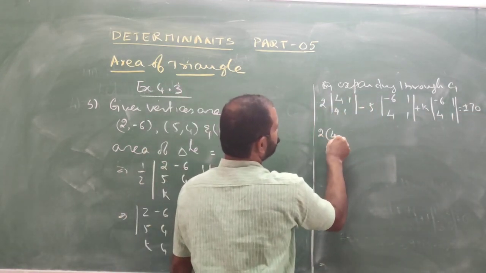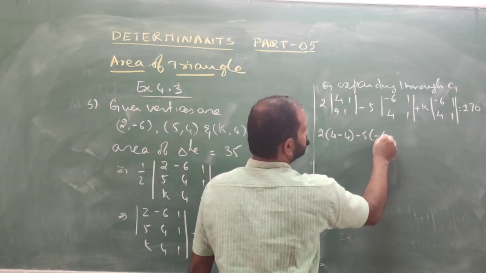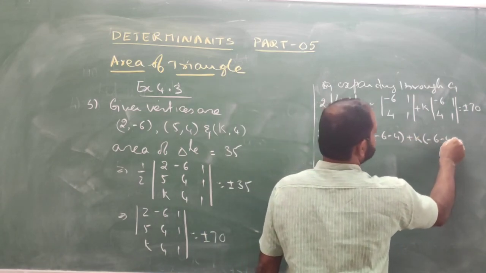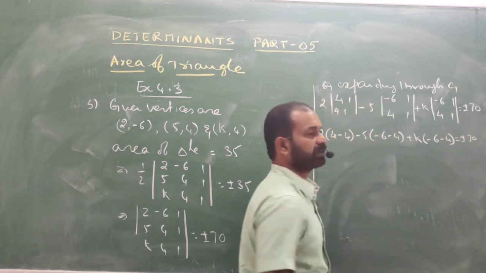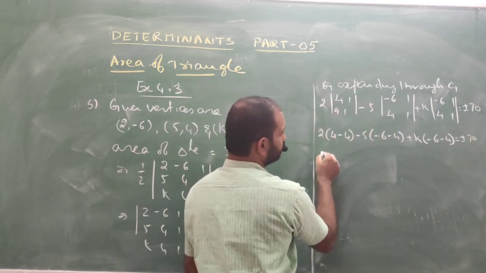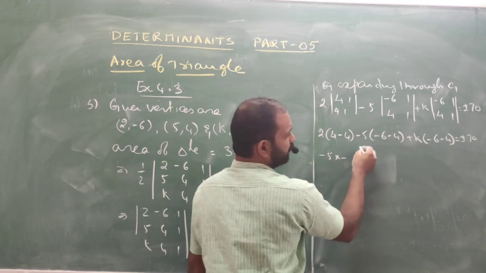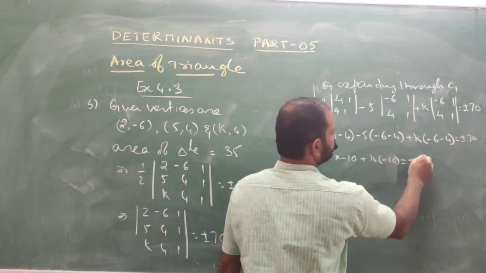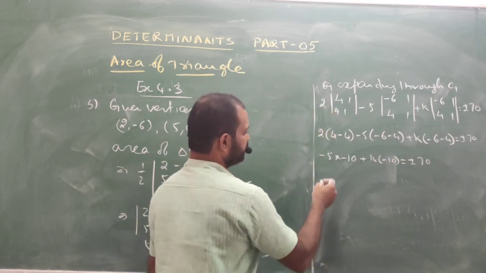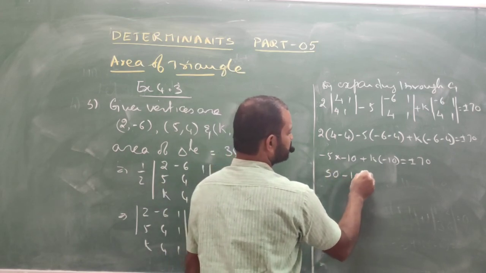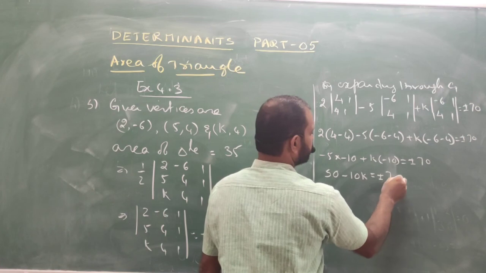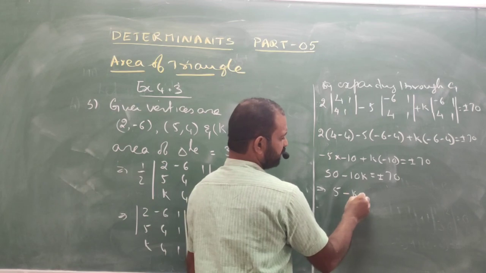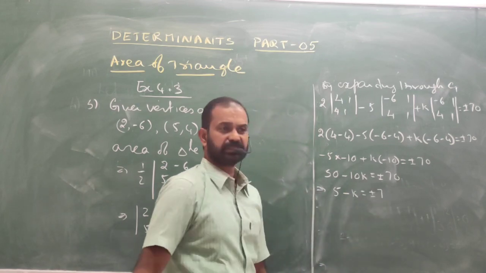So 2 times (4 minus 4) minus 5 times (minus 6 minus 4) plus k times (minus 6 minus 4) is equal to plus or minus 70. This is 0 minus 5 times (minus 10) plus k times (minus 10) is equal to plus or minus 70. This is 50 minus 10k is equal to plus or minus 70, which implies 5 minus k is equal to plus or minus 7.